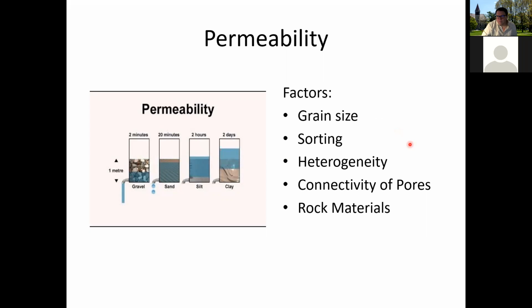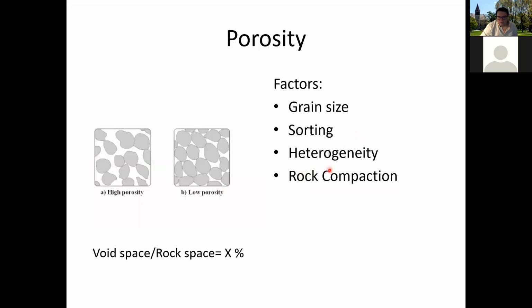So in addition to the same factors that controlled porosity, permeability is affected by grain size, sorting, and heterogeneity in the exact same way the porosity is. In general, porosity and permeability are positively correlated, so more porosity equals more permeability. But the other factor that is important to think about with permeability is how well connected those pores are. If you look back here, these spaces are pretty clearly connected together. You can easily envision water flowing through there.